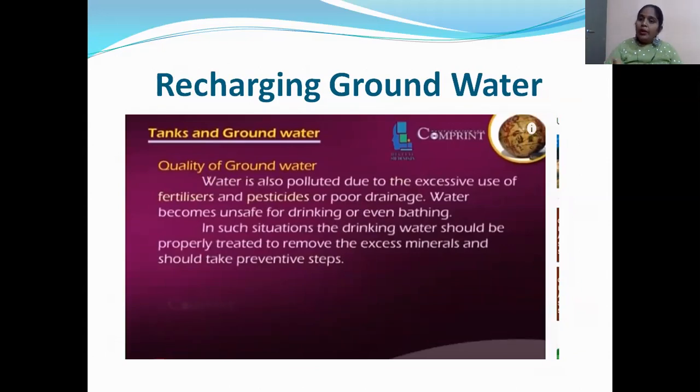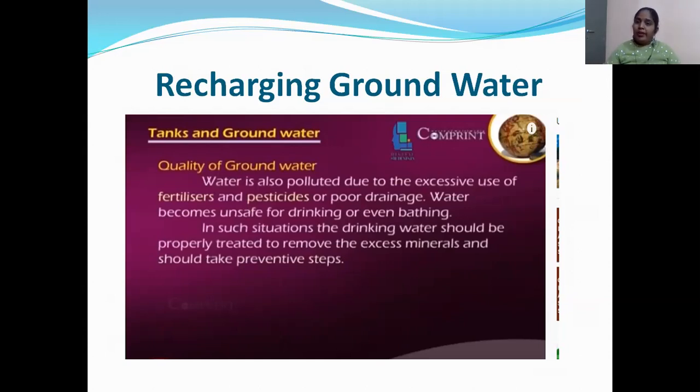Not only the content of minerals, water also gets polluted due to the excessive usage of fertilizers and pesticides. Generally, in agriculture, we use a lot of pesticides and fertilizers, so the soil absorbs them, isn't it? And there is the poor drainage system. In a few places you will find there is no proper drainage system.